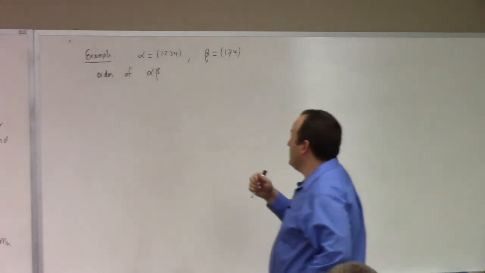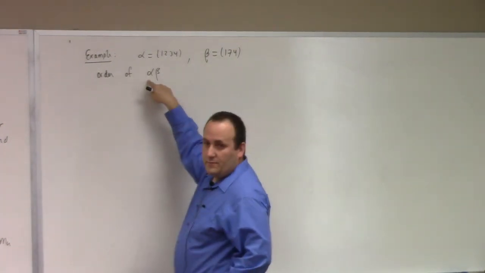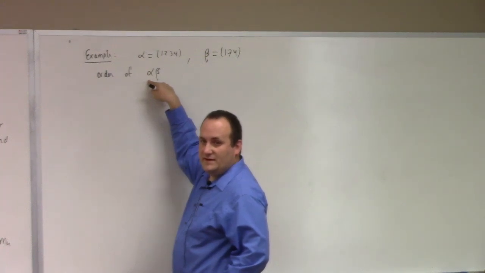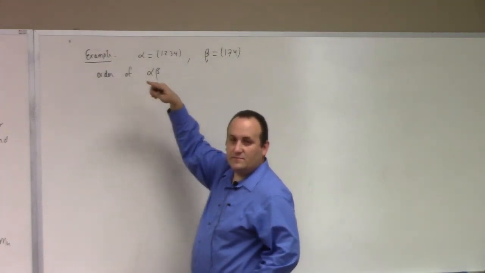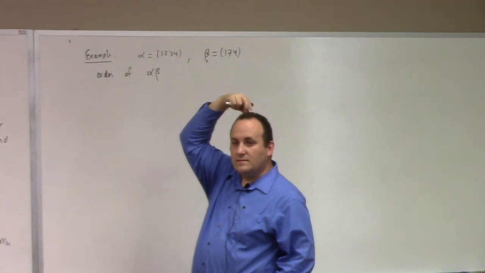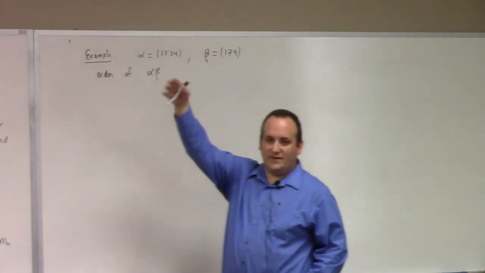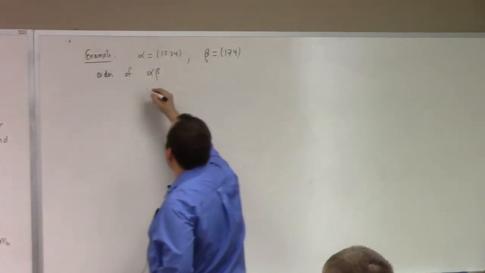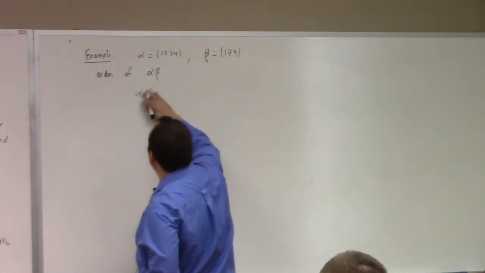But to find the order of alpha beta, what would we want to do? I would suggest to you that we don't want to calculate it directly, because that's a hassle. But now that we have Ruffini, we can do better. So first of all, rewrite alpha beta as a product of disjoint cycles.